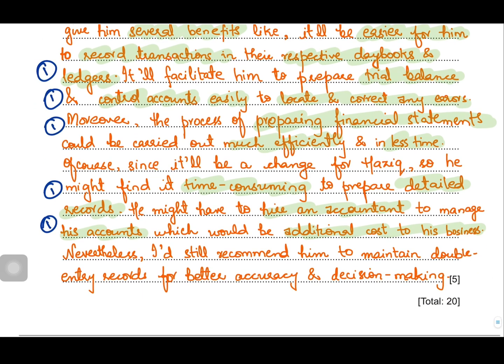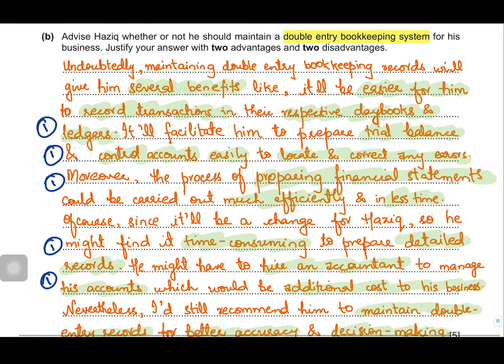Lastly, I am recommending that nevertheless I would still recommend him to maintain double entry records. Now, the justification: for better accuracy in his records and for better decision making. So, this is my final mark. Again, you don't have to write this much, you just have to write according to marks. 2 advantages clearly written and clearly elaborated, 2 disadvantages, and then 1 mark for recommending, that what side you are recommending and why are you recommending that.